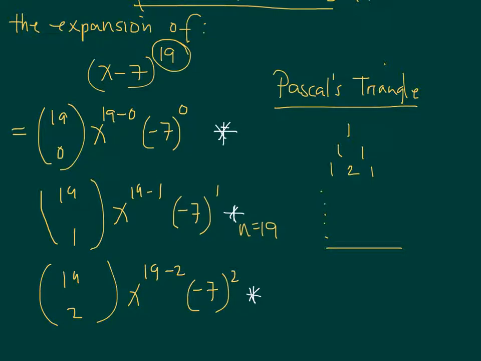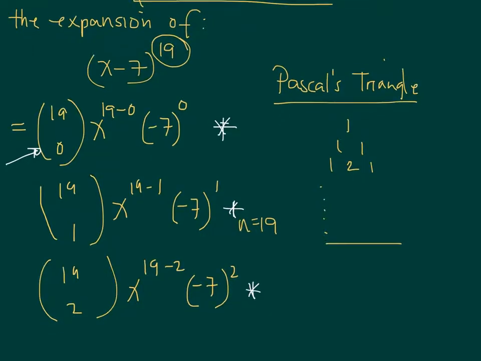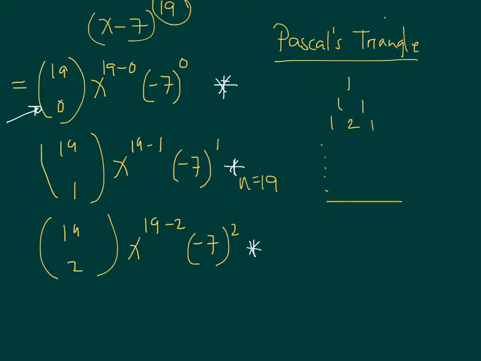Okay, so C(19, 0), we already know that it's 1. If the bottom number is 0, it's 1. So that means the first term is, let's write that down. First term, C(19, 0) is 1. X to the 19 minus 0 is x to the 19. This is also 1. So the first term is x to the 19.